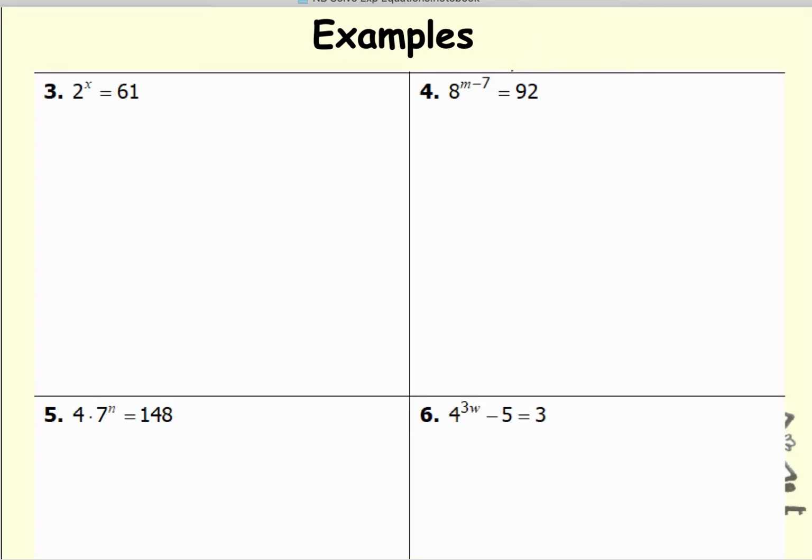Okay, so let's go ahead and try this one. I can't write 61 as a power of 2 because 2 to the 6th power is 64, but still not 61. So what I'm going to do is take the log, and when I take the log of both sides, whatever the base of my exponential function is, that is exactly what I want the base of my log to be.